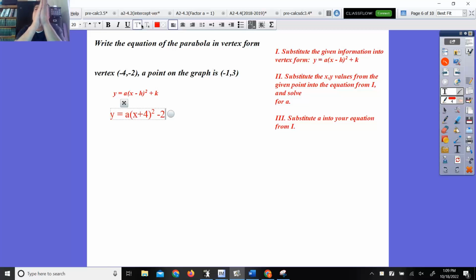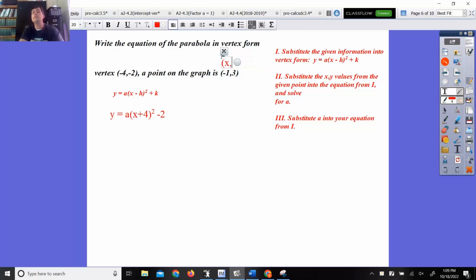How many variables does that line have? 3. It's got 3 unknowns. You cannot figure out what a is with 3 unknowns. By the way, you understand you have to figure out what a is, right? That's the goal. There's more information given. There's another point.